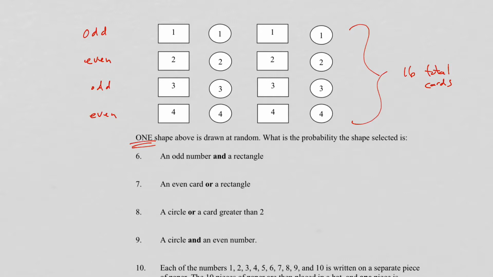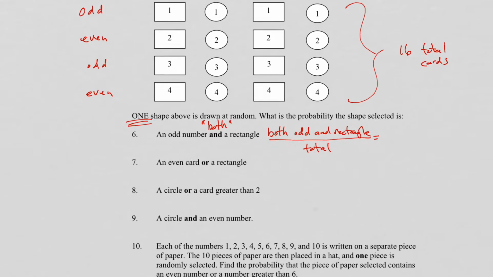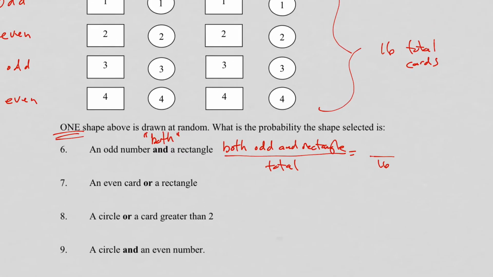So you can actually just look up there and count them. Right? This is both. So basically you're just going to do both odd and rectangle divided by the total. So we already know the total is 16. How many are both odd and rectangle?